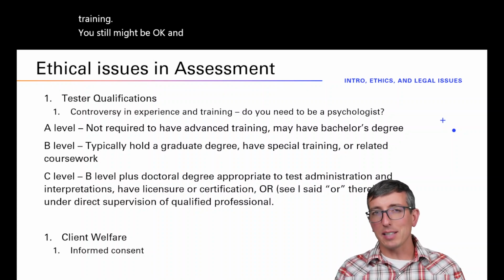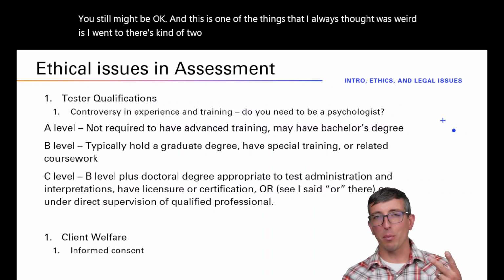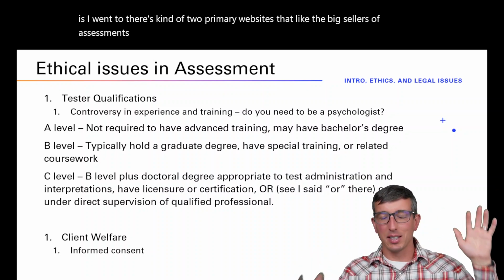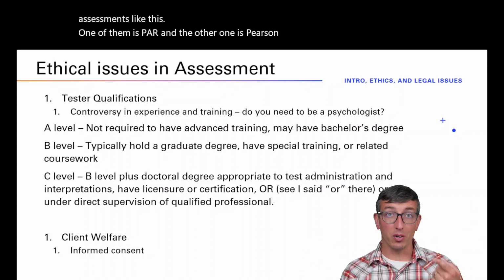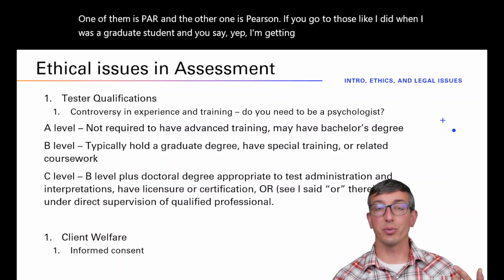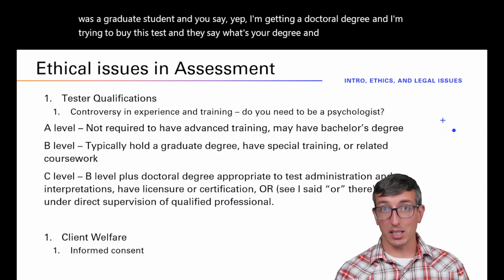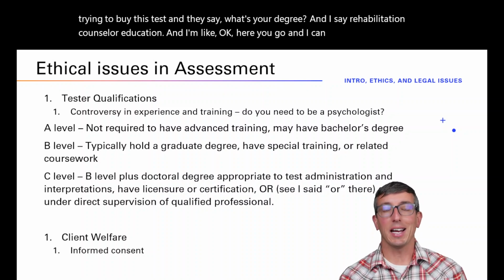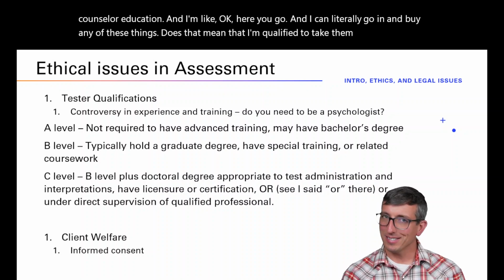And this is one of the things that I always thought was weird. There's kind of 2 primary websites that are the big sellers of assessments like this. One of them is PAR and the other one is Pearson. If you go to those, like I did when I was a graduate student, and you say, yep, I'm getting a doctoral degree and I'm trying to buy this test, and they say, "What's your degree?" And I say, "Rehabilitation Counselor Education." And they're like, "Okay, here you go." And I can literally go in and buy any of these things. Does that mean that I'm qualified to take them? That leaves questions.